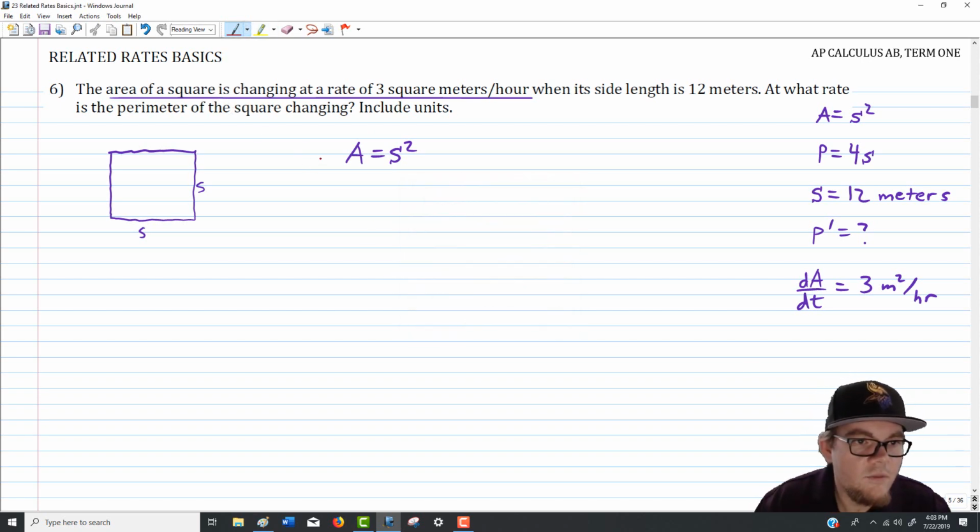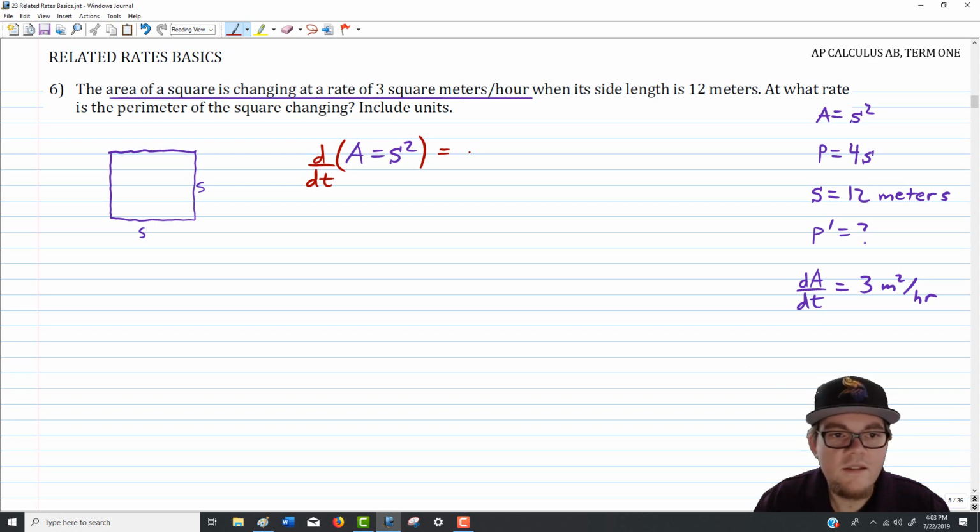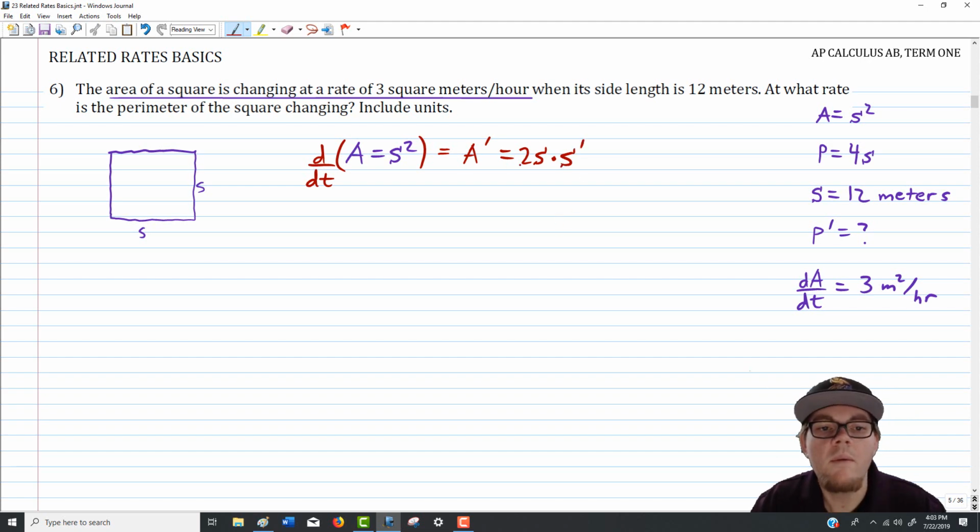So to begin attacking this, we're going to take the derivative with respect to t of that equation. When we do, we're going to get dA/dt, or what we like to call for simplicity A prime, is equal to, well, the derivative of anything to the second is 2 times that stuff, times the derivative of that stuff. So we have A prime equals 2s times s prime. There is the rate of change of the area equals 2 times the side length times the rate of change of the side length. So from here, what else do we know?